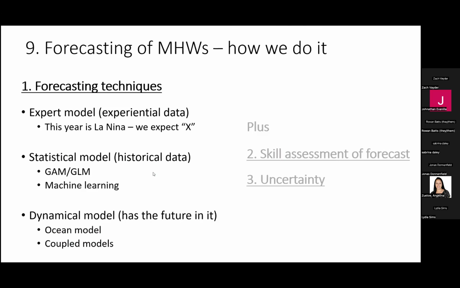Finally, the frontier for me is in forecasting marine heat waves. We can forecast in a variety of ways. The first technique is using an expert model. That's your experience or the use of a climate driver. This year, it's a La Nina year. In this region of the ocean, heat waves occur more commonly with La Ninas. And so that expert or analog forecasting is a way that you can still get pretty good predictions for some regions. The second way is using statistical models, which are based on the historical data.